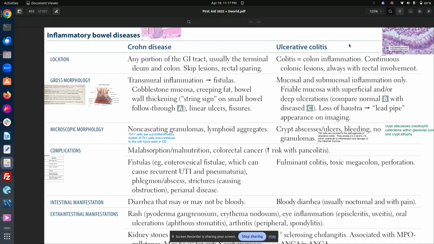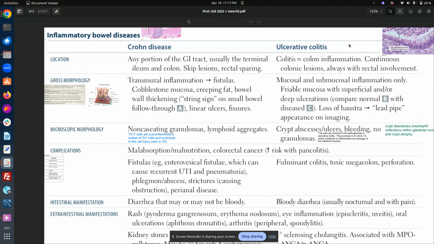In gross morphology, we see mucosal and submucosal inflammation only. There is no transmural inflammation. The mucosa will be friable mucosa with superficial and deep ulcerations. Okay, not the cobblestone mucosa. Because of the loss of haustra, it can lead to lead pipe appearance on imaging.